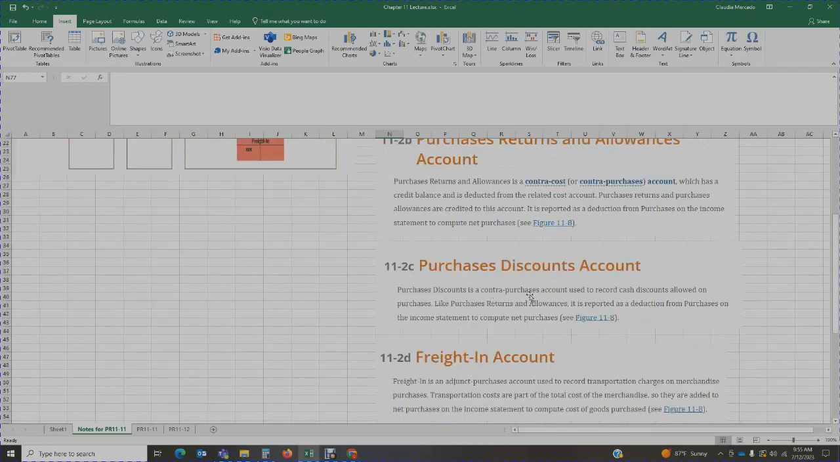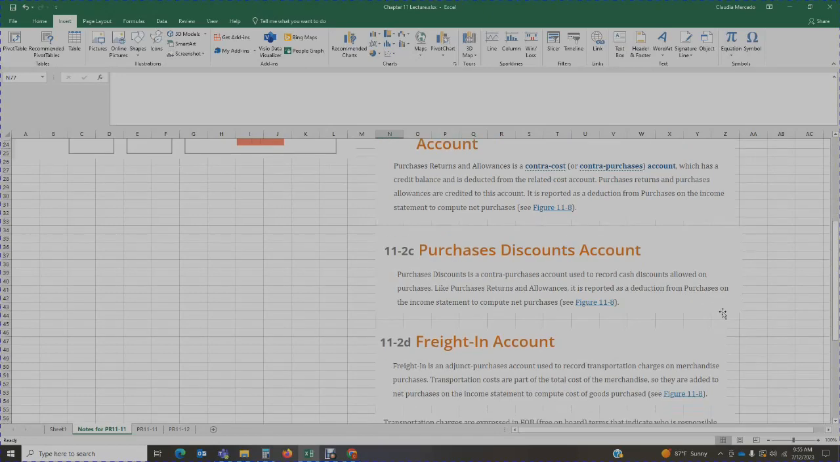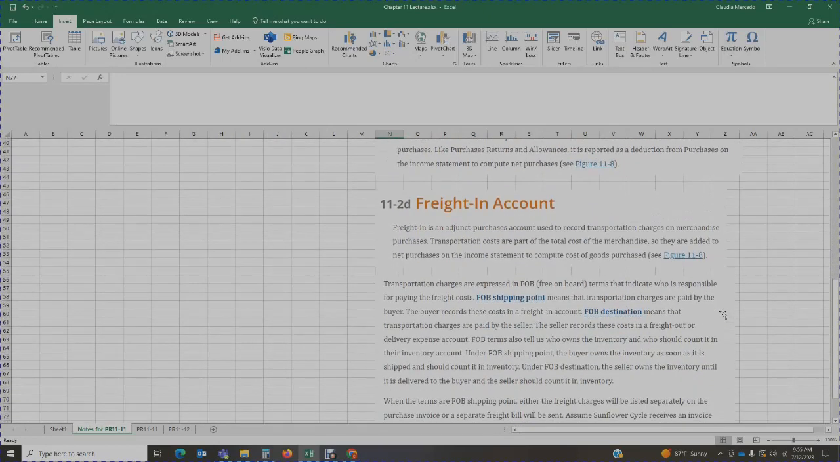Then we've got purchase discounts account. Purchase discounts is a contra purchases account as well, and is used to record cash discounts allowed on purchases. Like purchases, returns and allowances, it is reported as a deduction from purchases on the income statement. And then last but not least, we've got our freight in account. Freight in is an adjunct purchases account. It is used to record transportation charges on merchandise purchases.